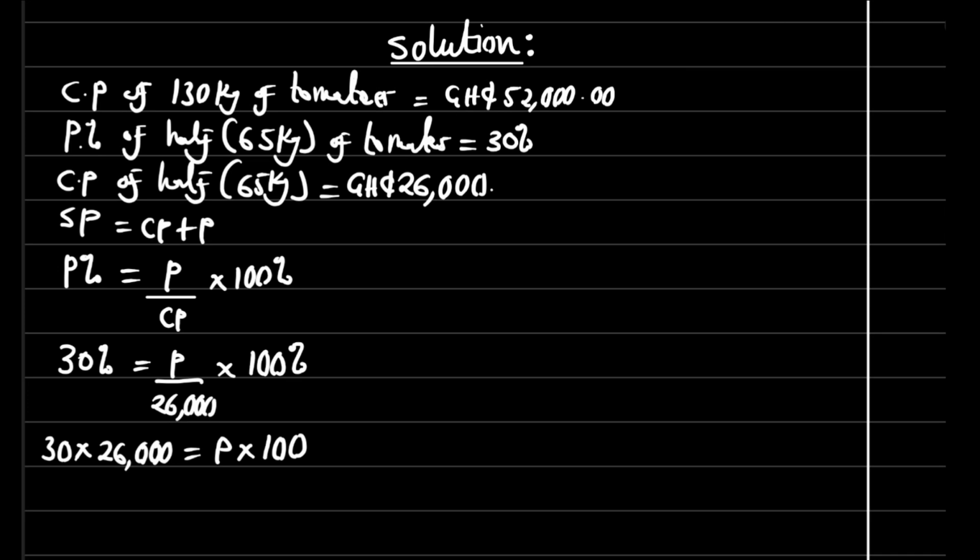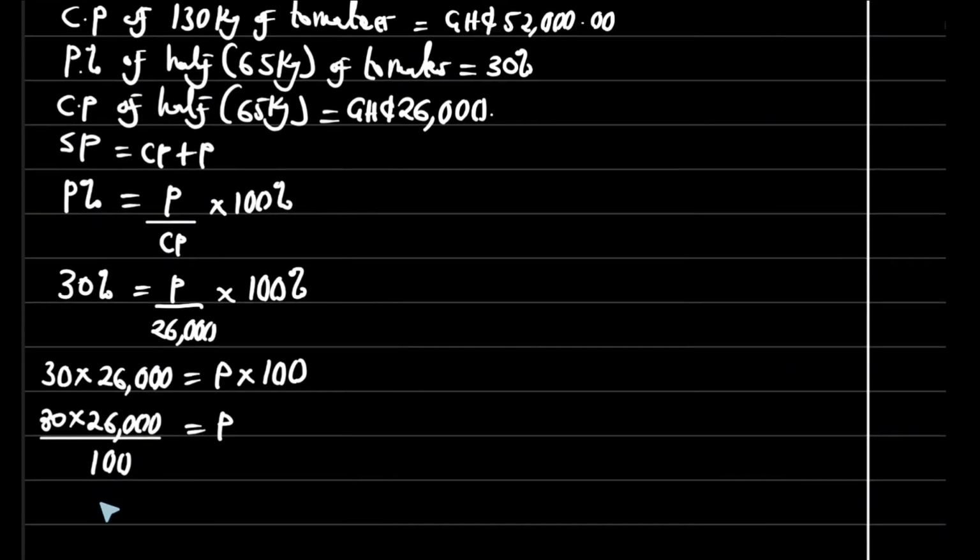So for us to find the value of P, we'll divide both sides by 100. So we'll have 30 multiplying 26,000 divide all by 100, and that should give us the value of P. With the help of the calculator, we should get 7,800 Ghana cedis as profit.